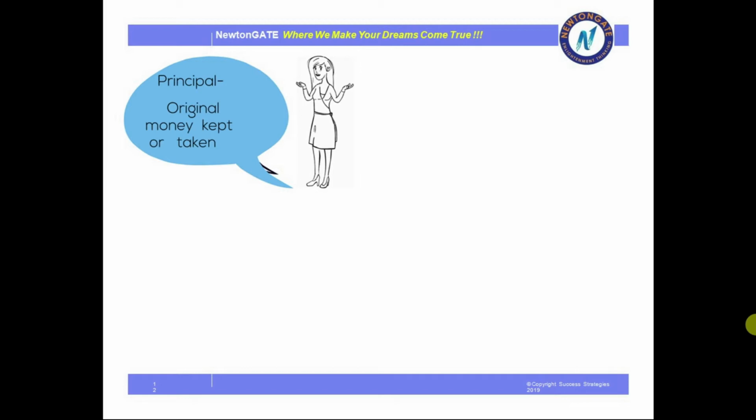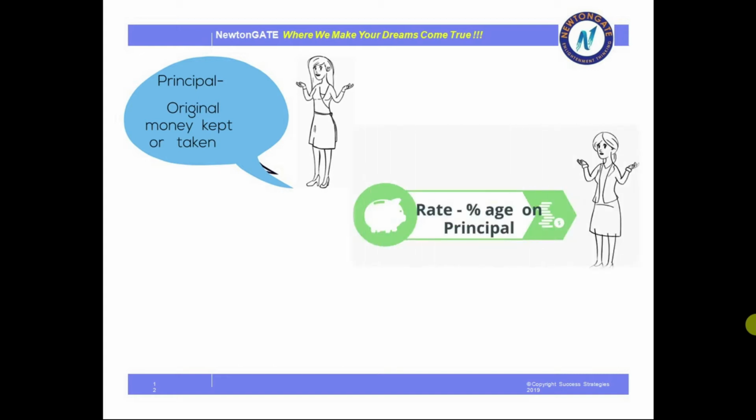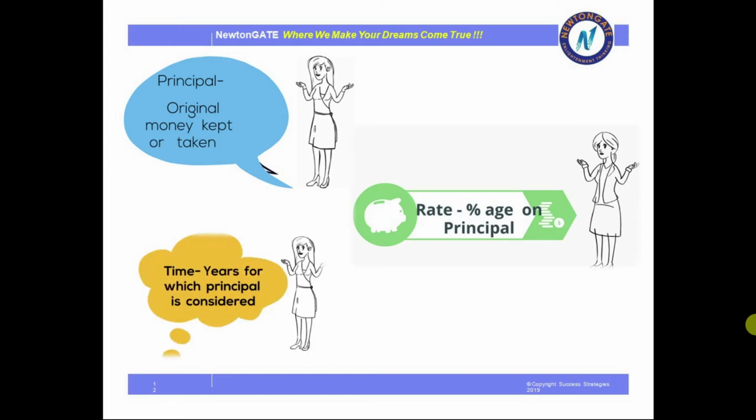Principal. Principal is nothing but the original money kept or taken from the bank or given to the bank. Whenever we deposit a sum, here in this case it was ₹1,000, this 1000 rupees was my principal. Rate is nothing but a percentage that is calculated on the principal. And finally, we have the time, that is years for which the principal is considered.